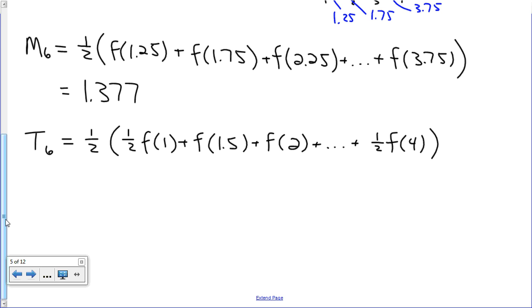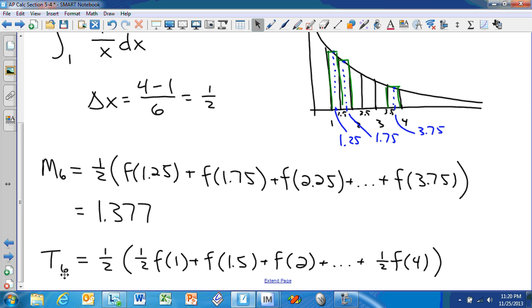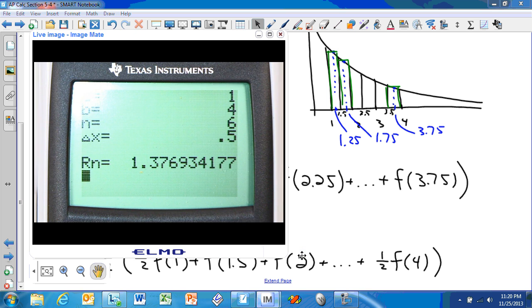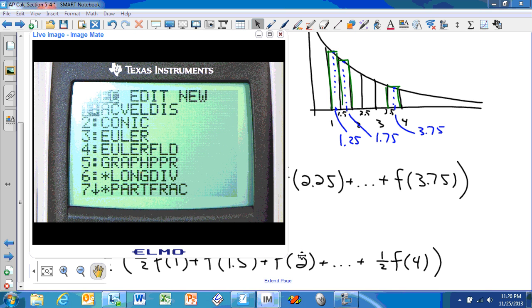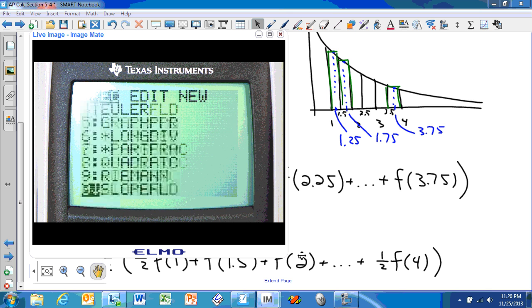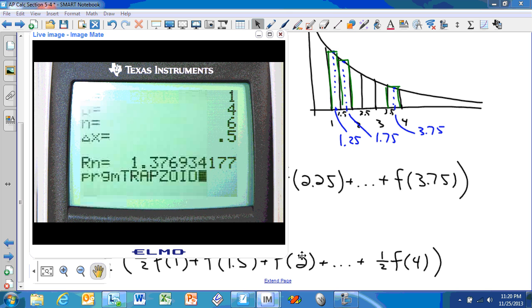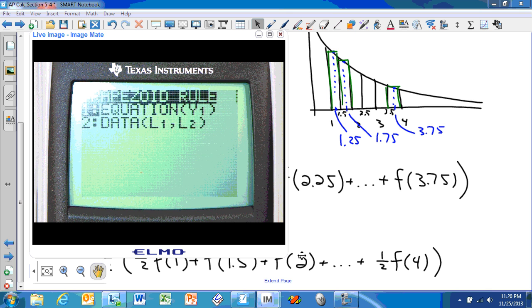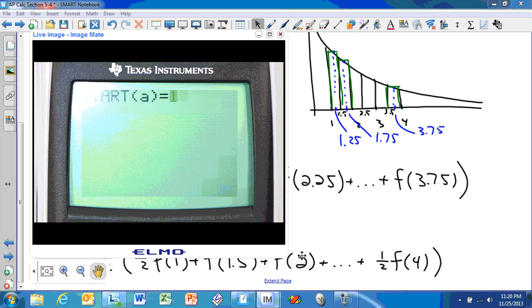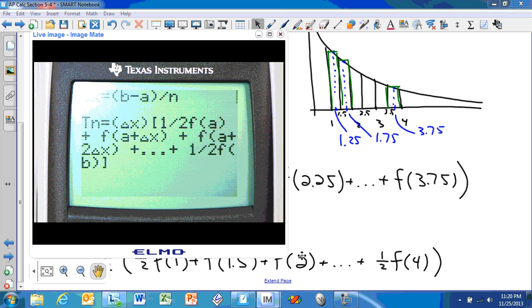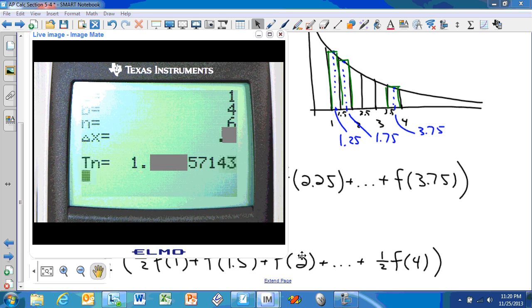So let's let our calculator crunch that for us. Again, you could do this right from the home screen, but I'm going to use our trapezoid program. And so we'll run trapezoid. We've got an equation in y1 still. We're going to go from 1 to 4. And we want to break that into 6 subintervals. Again, it shows you the formulas that you use to calculate delta x in your trapezoidal sum. And let's see the results here.